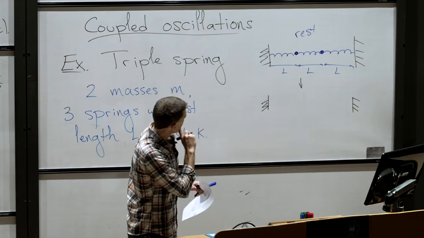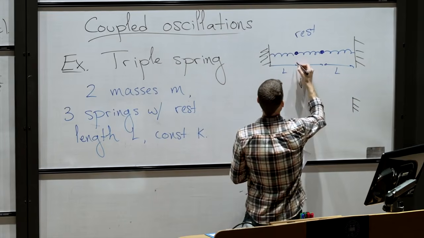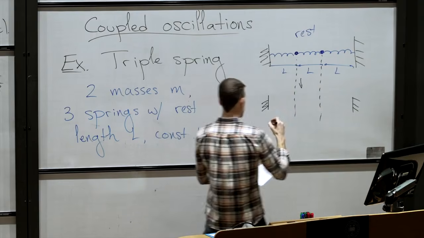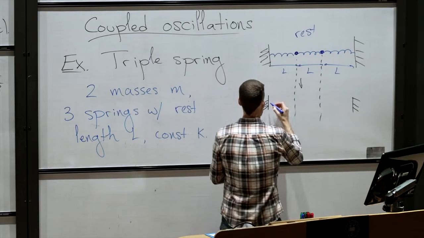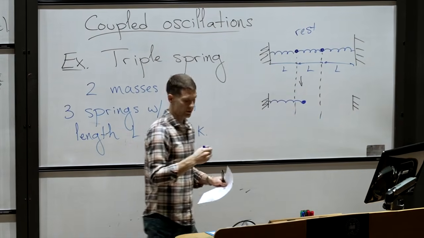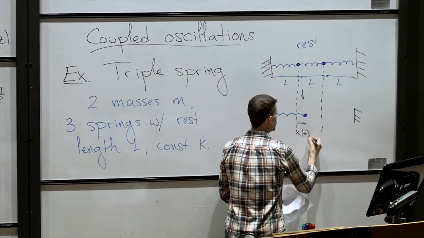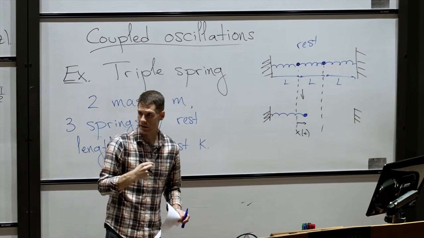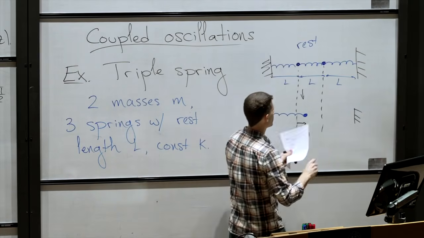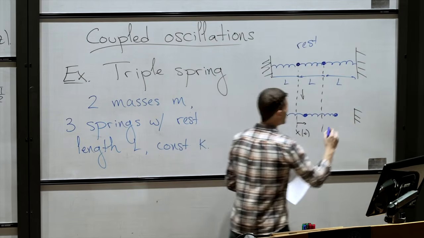So how do I keep track of where the masses are? If I bring those rest lengths down as dashed lines, then at any given time, what I can do is keep track of this distance, which we'll call x of t, how much the first mass has moved from its rest spot, and I can keep track of this second mass by that distance, which we'll call y of t.